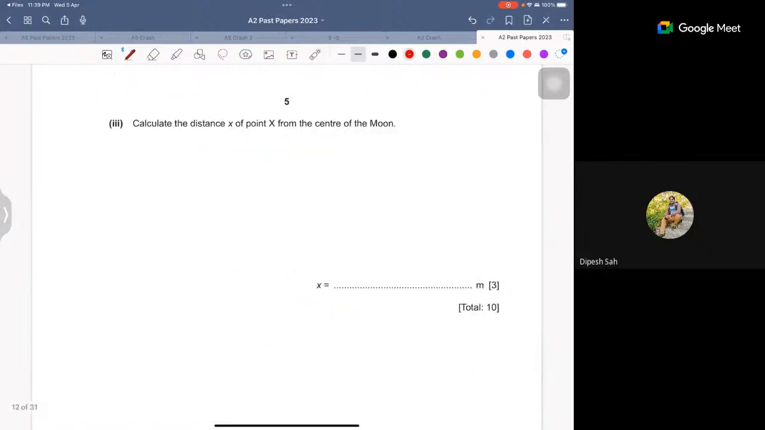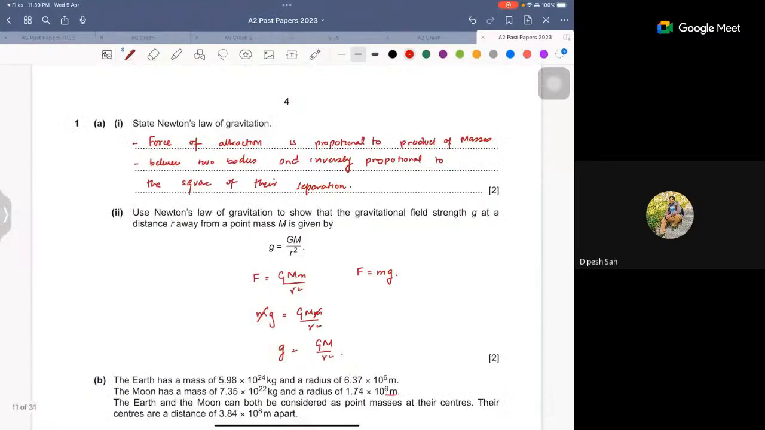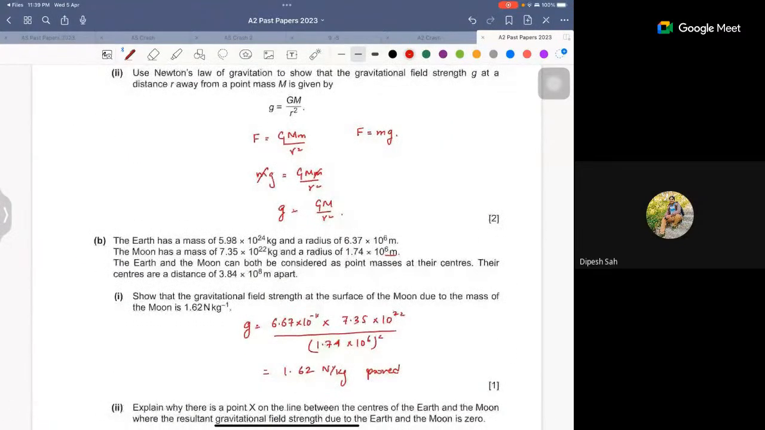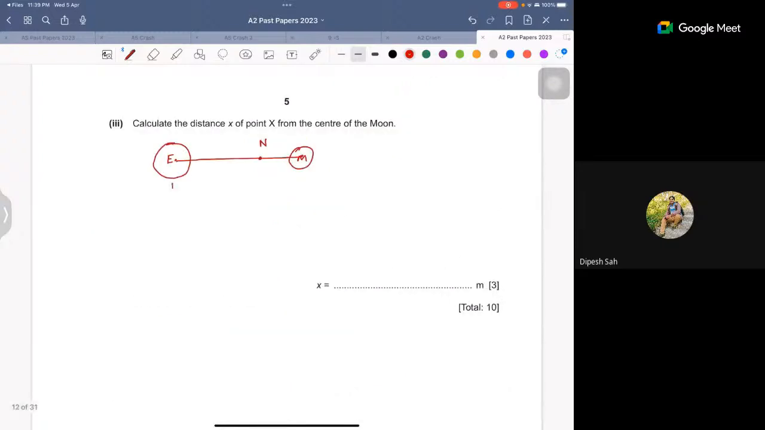So then he asks about the distance x. If I were you, I would obviously create a diagram. Creating diagrams helps you figure out what you're basically looking at. So I'm looking at this x point, or let's call this null point, n. They gave us the distance between them, and they said the Earth and Moon centers are a distance of 3.84 times 10 raised to 8 meters apart, which means from here till here it is 3.84 times 10 raised to 8 meters.